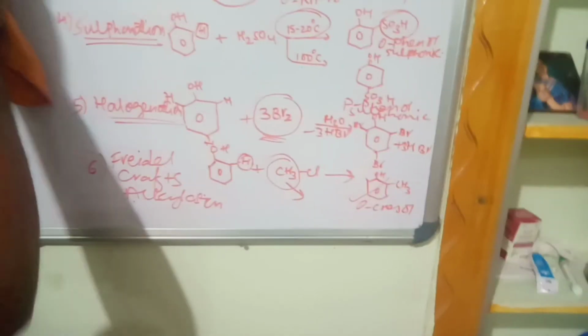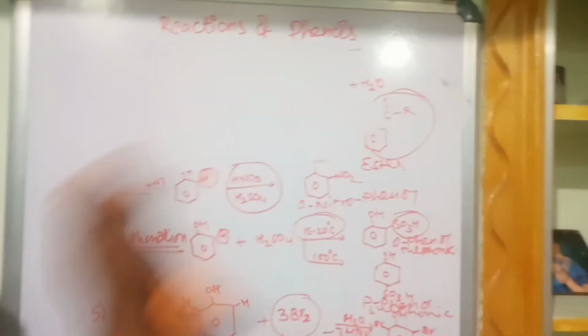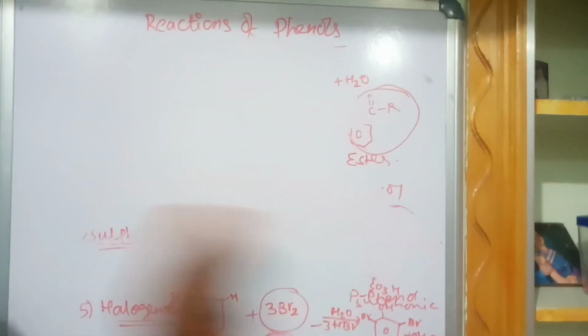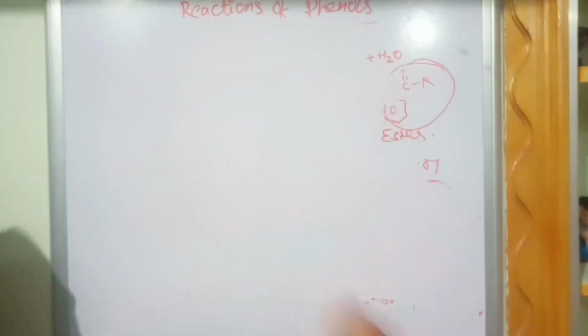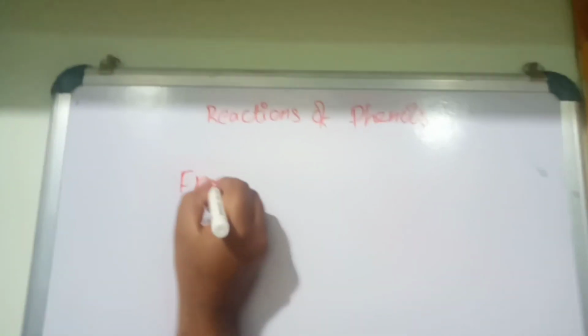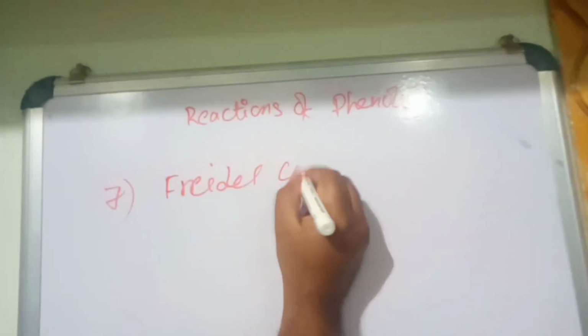The last reaction is very important. There are other reactions also, but we are discussing only the important ones. So you have seen 6 reactions. The last important reaction, the 7th one, is Friedel-Crafts acylation.